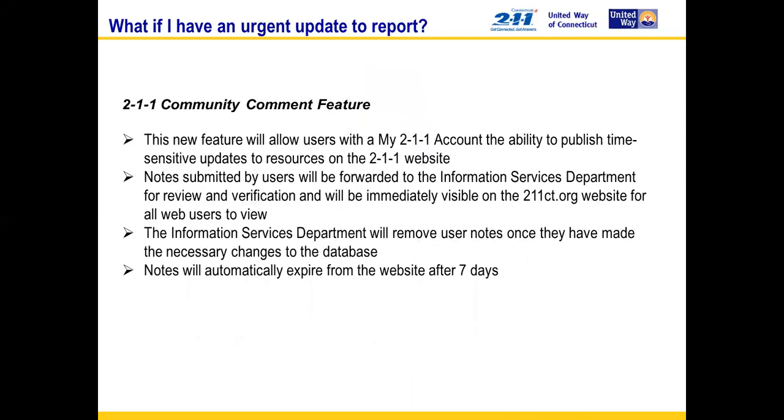So what if I have an urgent update to report? I work for an agency, and let's say we've had a fire and we have to close down temporarily. And we know we're listed on 211, but I forgot Kate's contact info, I forgot the info department email, everything was burned in the fire in my Rolodex. So how do I report an urgent update?